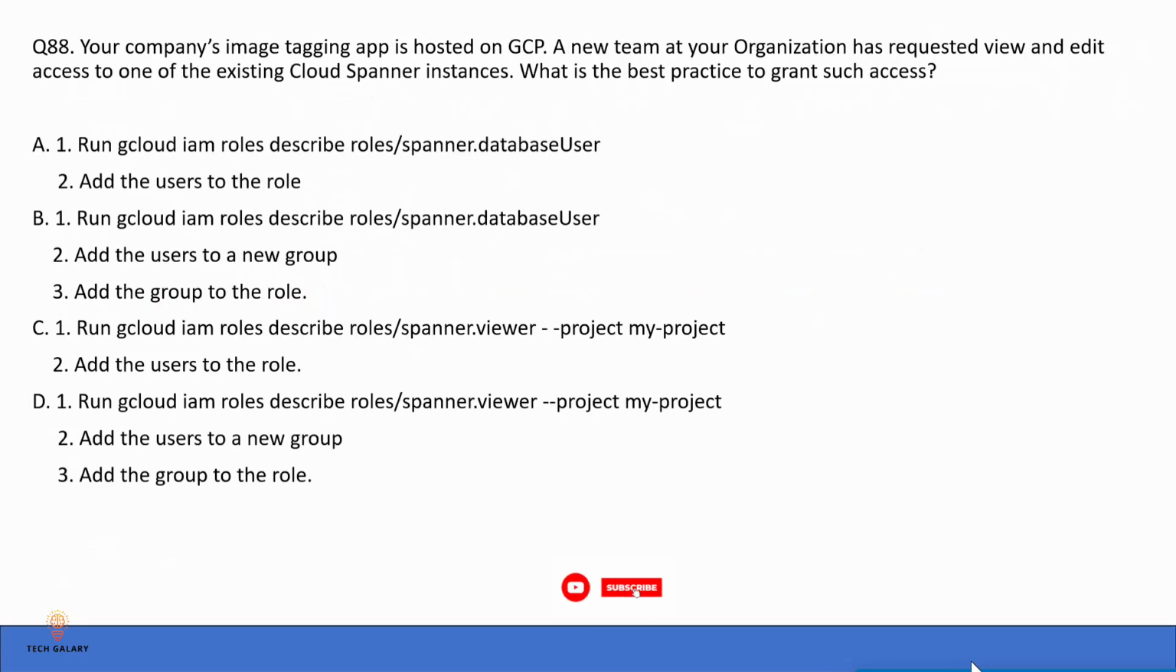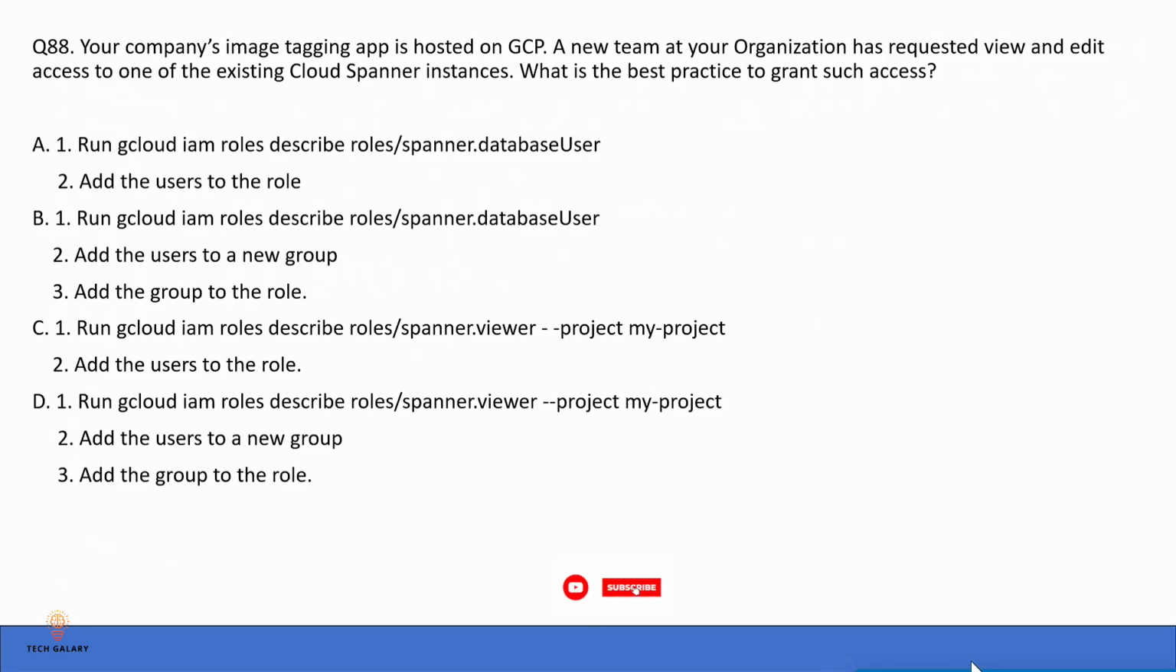Next question. Your company's image tagging app is hosted on GCP. A new team at your organization has requested view and edit access to one of the existing Cloud Spanner instances. What is the best practice to grant such access? Option A. Run gcloud iam roles describe roles/spanner.databaseUser. This option is not correct because even though it works, GCP recommends adding users requiring the same permission to a group and assigning IAM permission to that group instead of adding the individual users. So this option is not correct.